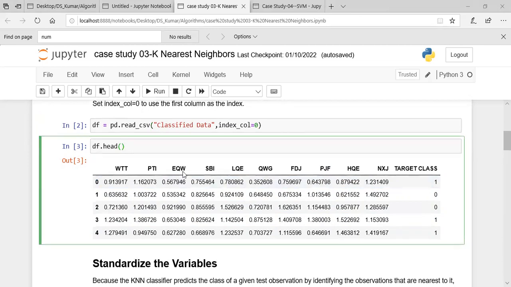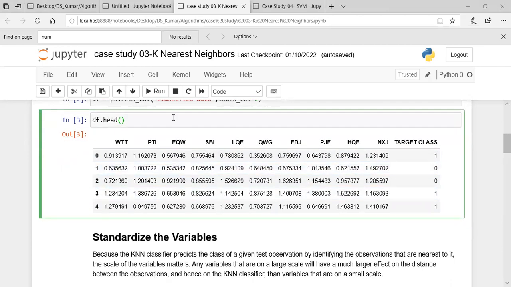And head, what is this for? Head means only the top 5 rows. If I want to get the first 5 rows of the data, I use head. If I want to get the last 5 rows, what is the function, friends? Tail.